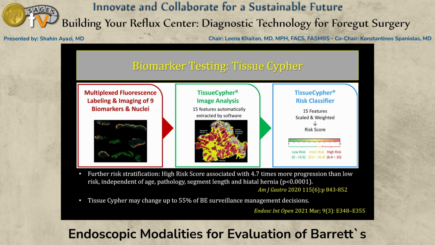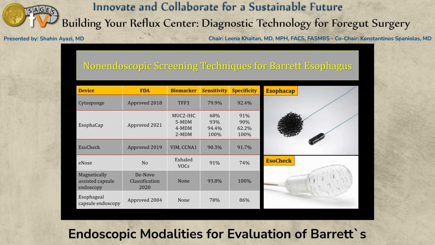High-risk scores in patients who underwent TissueCypher have been associated with 4.7 times more progression than low-risk, independent of age, pathology, segment length, and hiatal hernia. And TissueCypher has been shown to have the potential to change the management decision in more than half of the patients. There are also some non-endoscopic screening techniques that are sponge-based or capsule-based. Again, for the interest of time, and since the focus is on endoscopic technique, we are not going to go into the details of them, but they've incorporated biomarkers. Several of them are FDA approved, but none of them have made it to any of the guidelines.